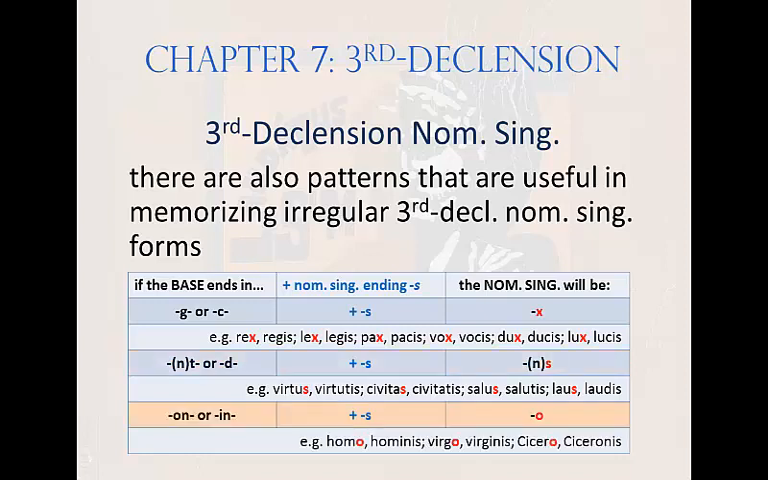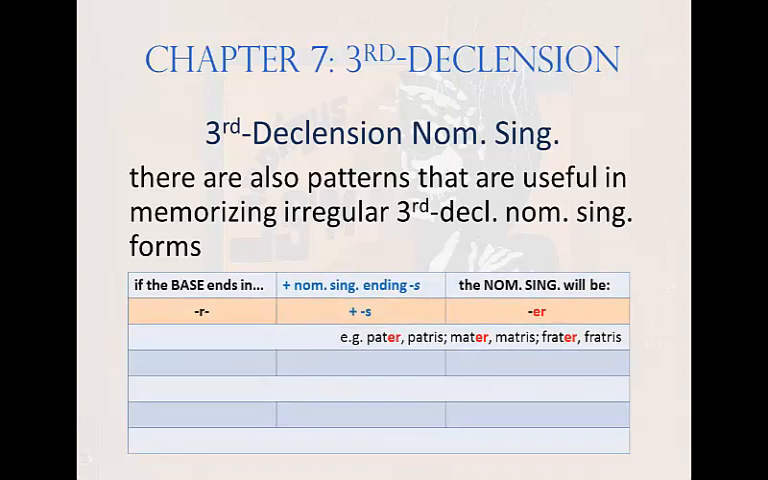If the base ends in -on or -in and runs into the -s, it will contract down all the way to the letter O, such as homo, hominis, meaning human, virgo, virginis, meaning girl, or the name Cicero, Ciceronis, meaning Cicero, the great Roman orator. If the base ends in R, when S is added, the nominative singular will be -er, as in pater, patris, meaning father, mater, matris, meaning mother, and frater, fratris, meaning brother.